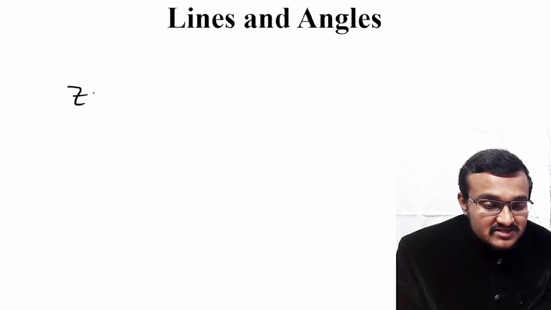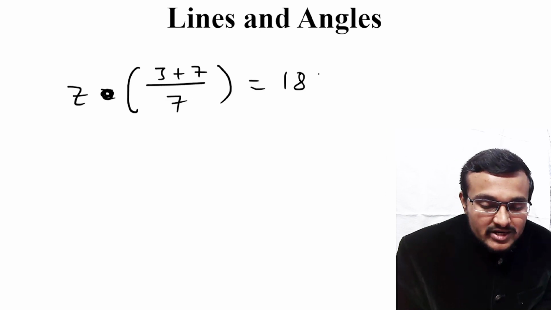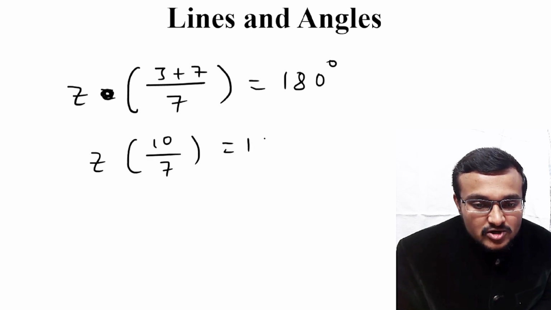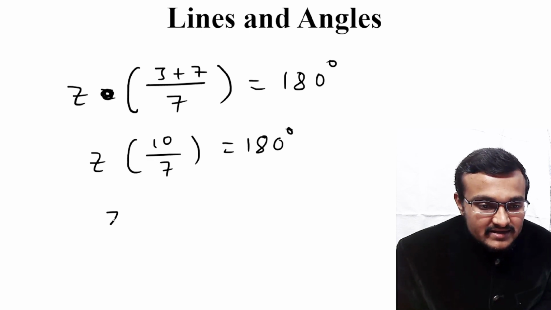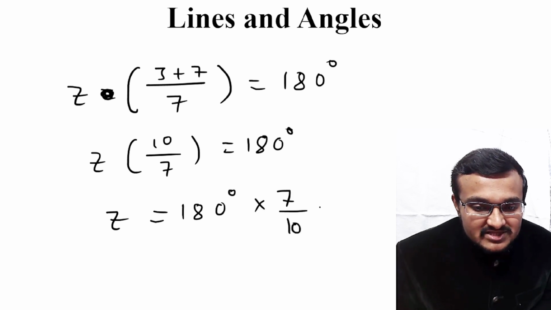Fraction. So that means here Z into (3 plus 7) divided by 7 will be equal to 180 degrees. So 3 plus 7 is 10 by 7, which is equal to 180 degrees. So 10 by 7, if you bring it to the RHS, it will become 7 by 10. So 7 by 10 of 180 means 18 into 7.